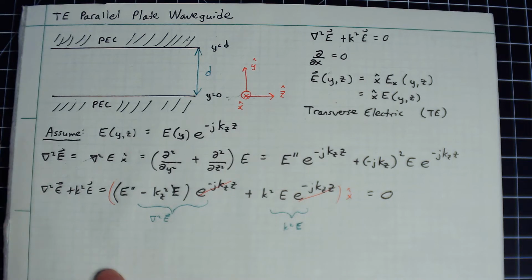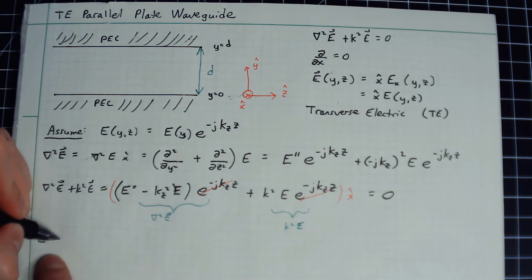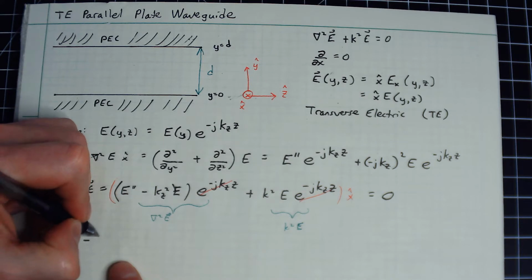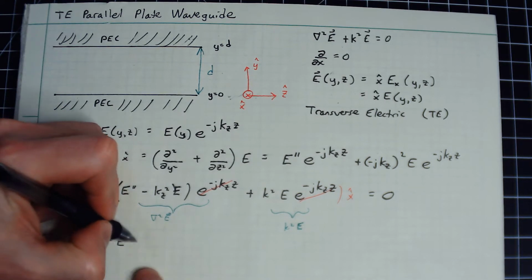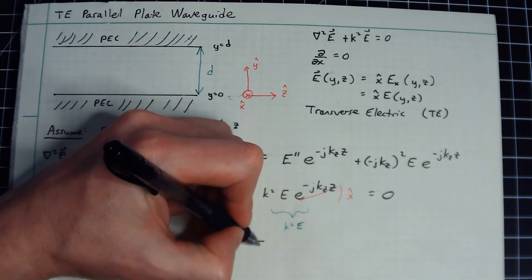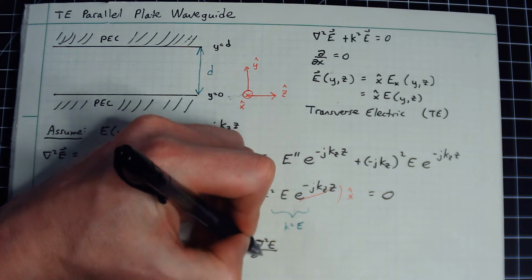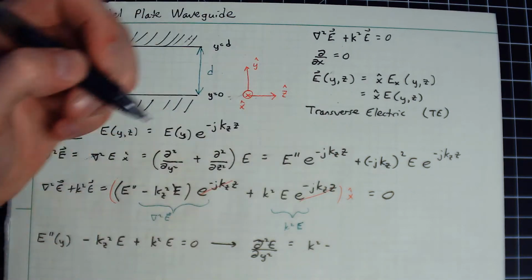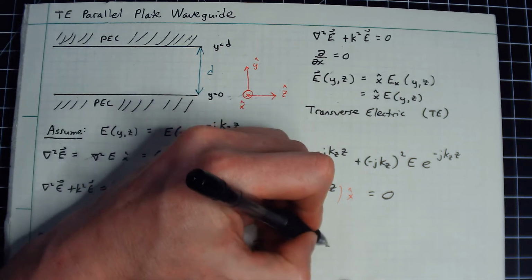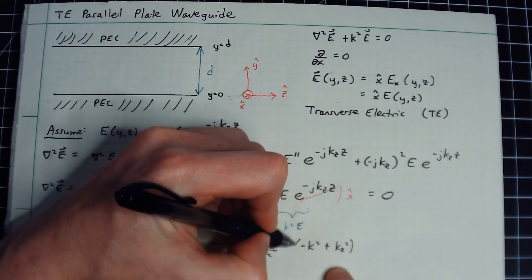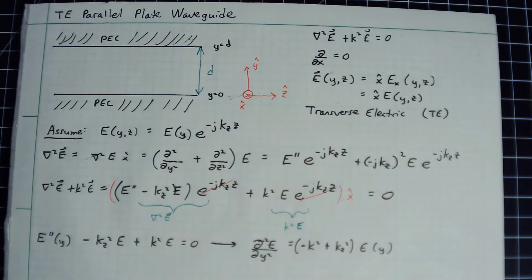So I'm going to rearrange a few terms and get the following. E double prime, remember this is a function of y. So the second derivative of this function here with respect to y, minus k sub z squared times e plus k squared e equals 0. So we'll rearrange another little bit. This implies, let's go ahead and write this a little more explicitly. Partial squared e with respect to y squared is equal to minus k squared plus, let me get my signs correct here, k sub z squared, like so, times my e of y.